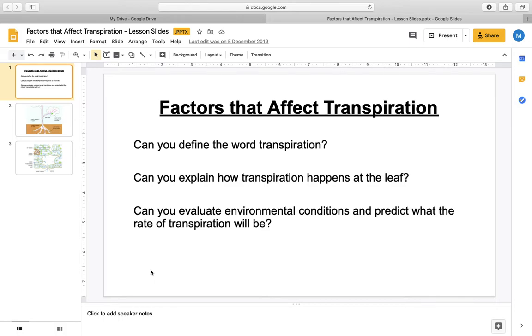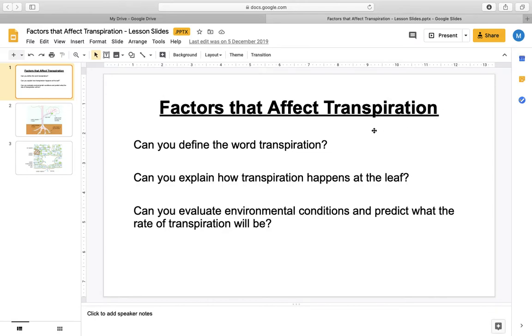So in previous lessons we've looked at the structure of the leaf, we've spoken about the different tissues that make up the leaf as an organ and allow it to carry out photosynthesis. Last lesson we looked at how substances are transported around a plant and we spoke about three main processes. We spoke about transpiration, which is the evaporation of water from a leaf. We spoke about transpiration streams, where it's the movement of water through the xylem, and we spoke about translocation, which is the movement of organic substances and sugars through the phloem of a plant.